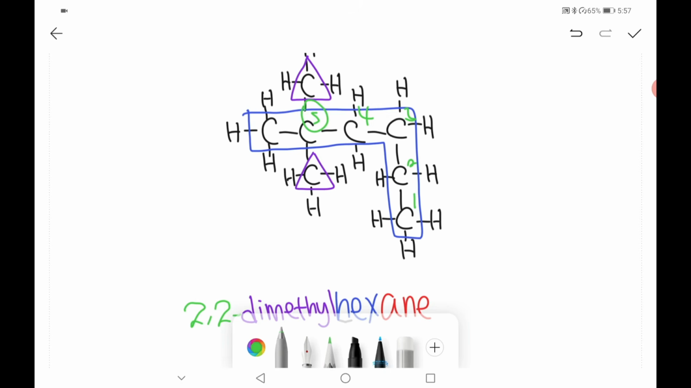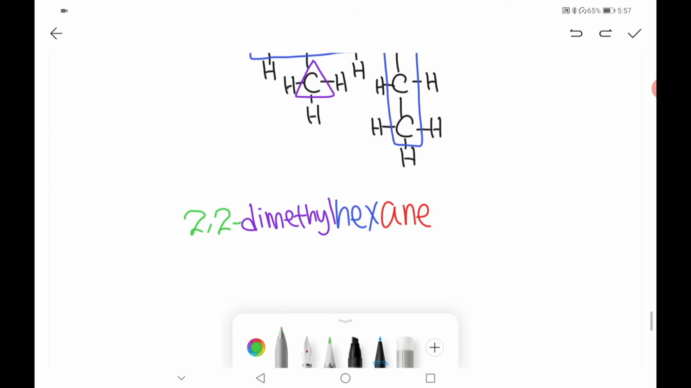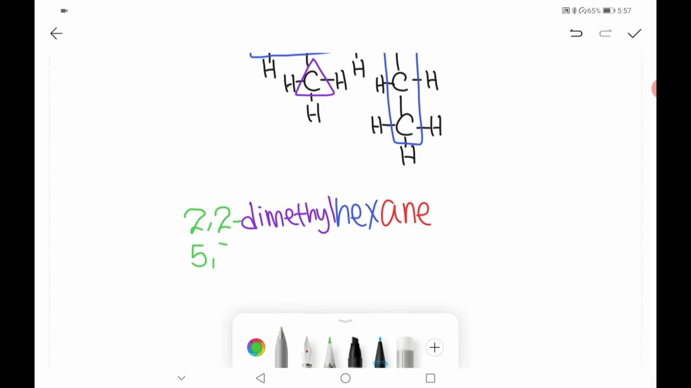Okay, if you go from right to the left, now both of the branches are on carbon number 5. So what is the name? The name will be 5,5. Then you copy back the name, dimethyl hexane. All right, so if you count from the left, it is 2,2.